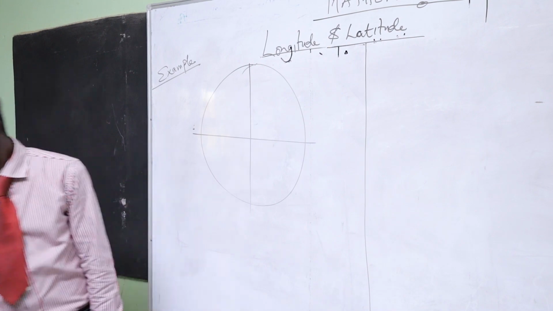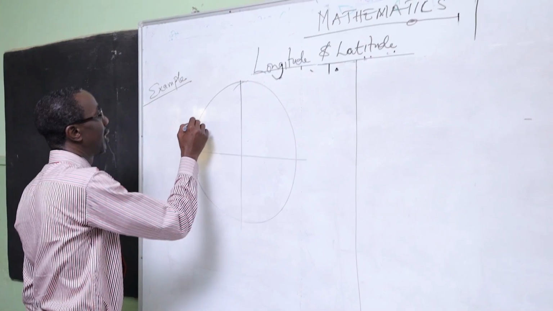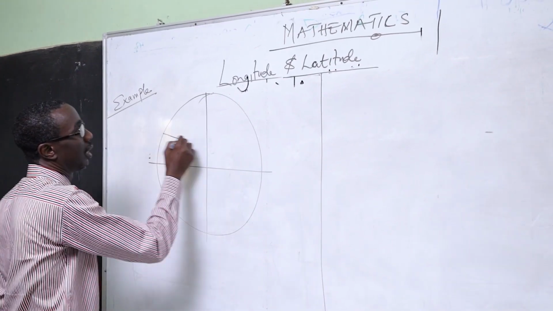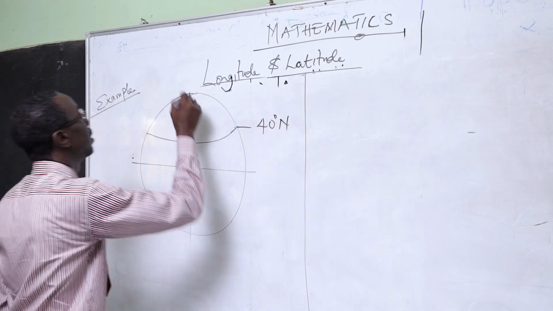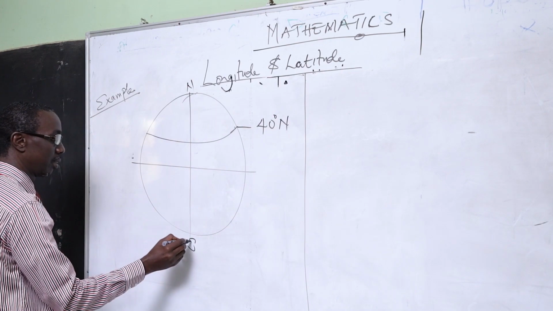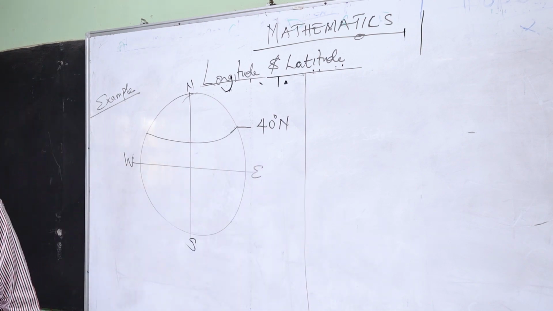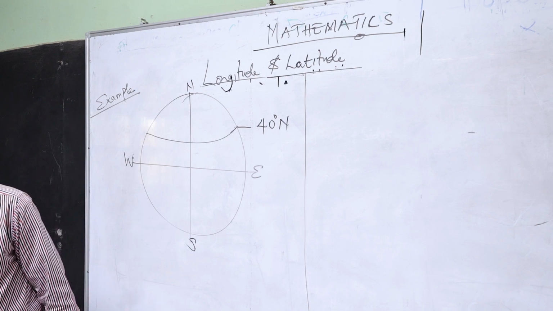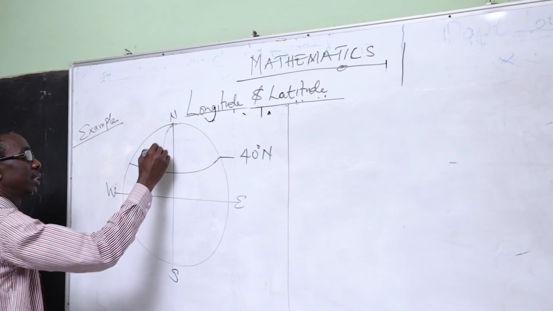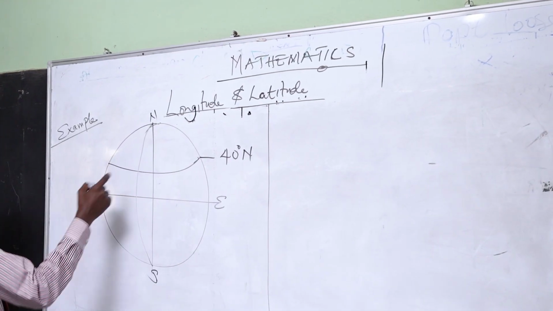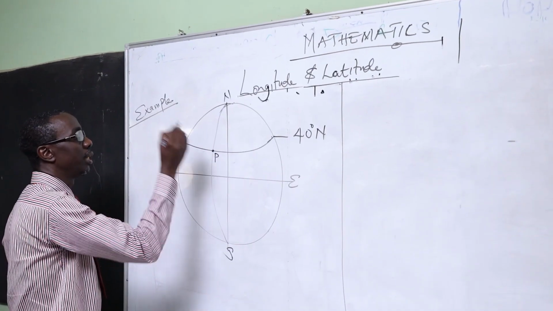From the question, they said P is 40 degrees north. I want to locate my 40 degrees north. Yeah, that's a latitude, and that is my 40 degrees north. This is my north, my south, and this is my west, this is my east. You also have 18 degrees west. The longitude is 18 degrees west. The intersection between the latitude and the longitude gives us point P.